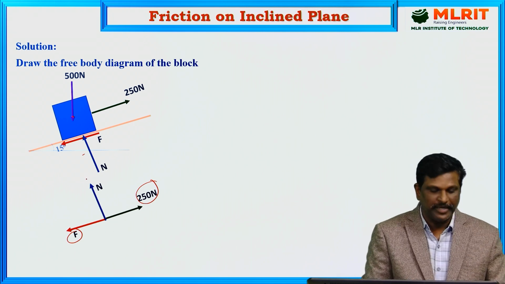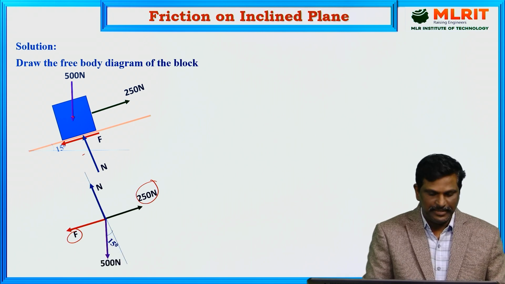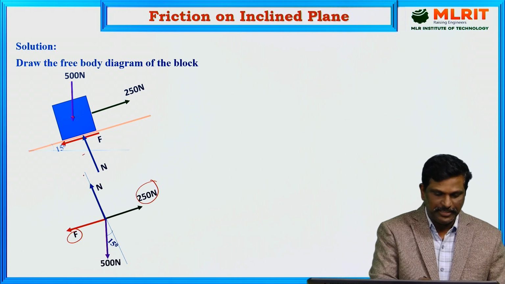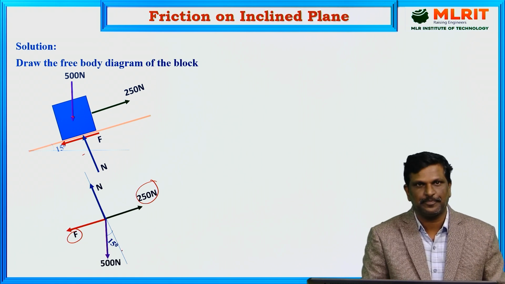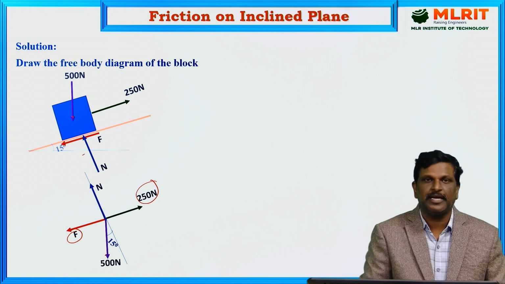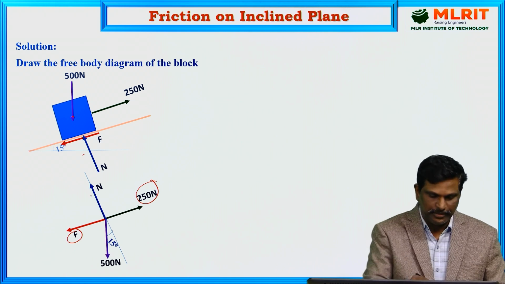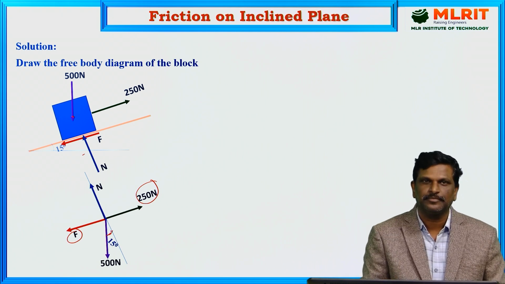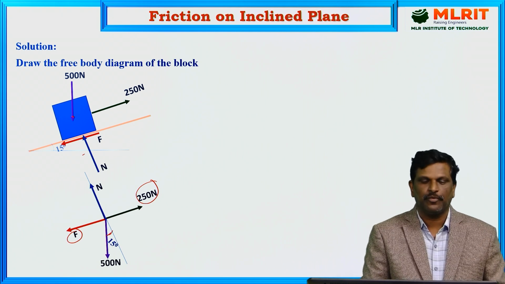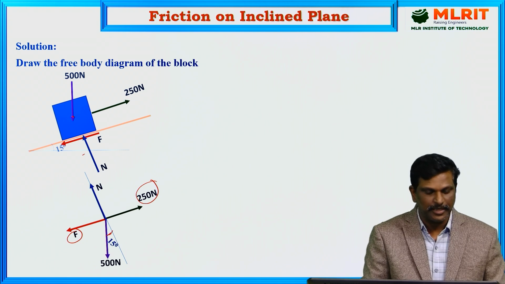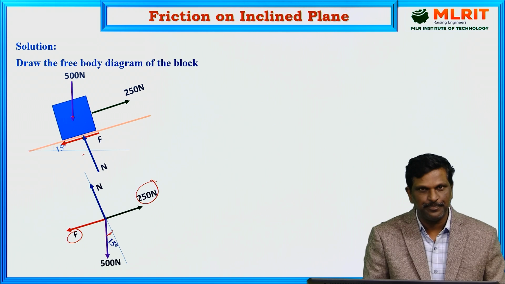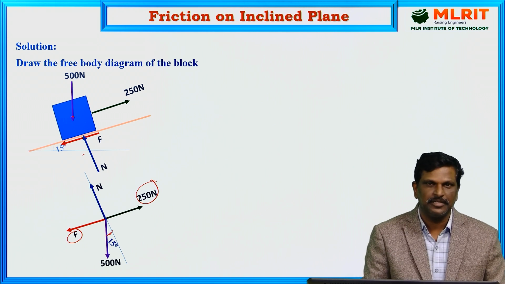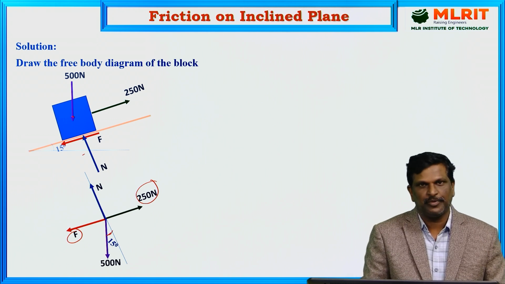Now coming to the weight, it is acting at 15 degrees to the normal reaction. The weight always acts vertically downwards, but here its angle with respect to normal reaction is 15 degrees. Right? Now, while resolving the forces on an inclined plane, instead of resolving the forces horizontally and vertically, we will resolve the forces perpendicular to the plane and parallel to the plane.